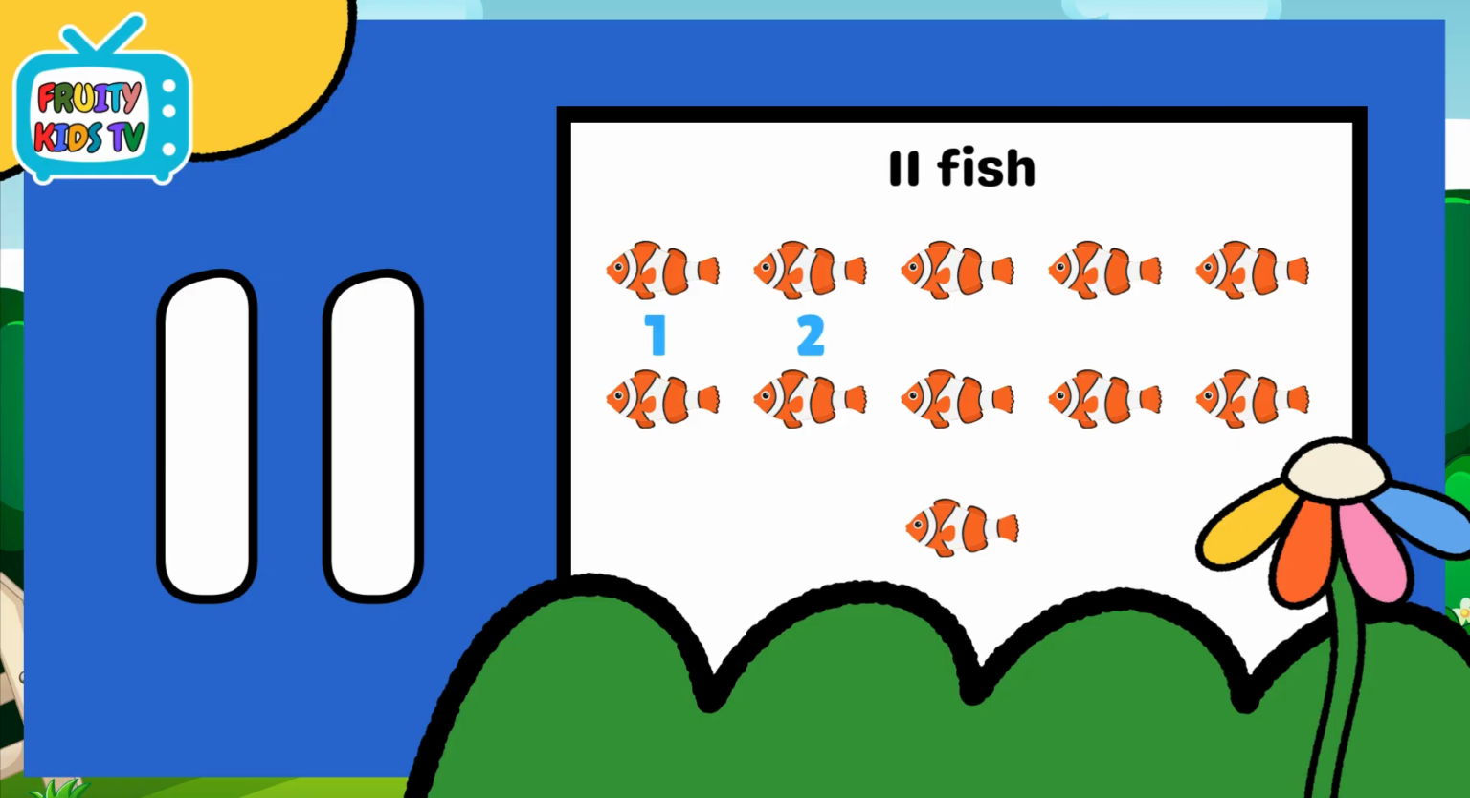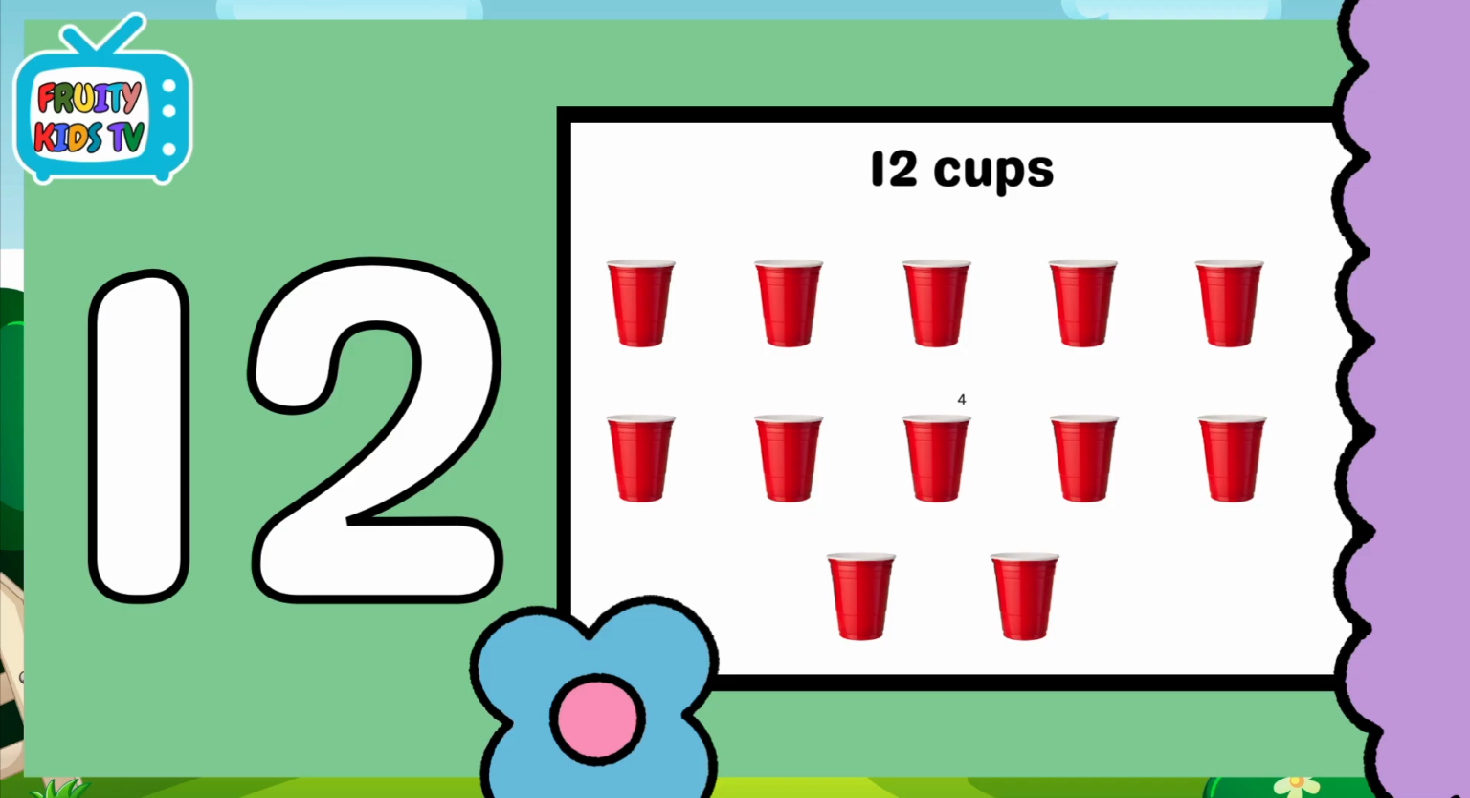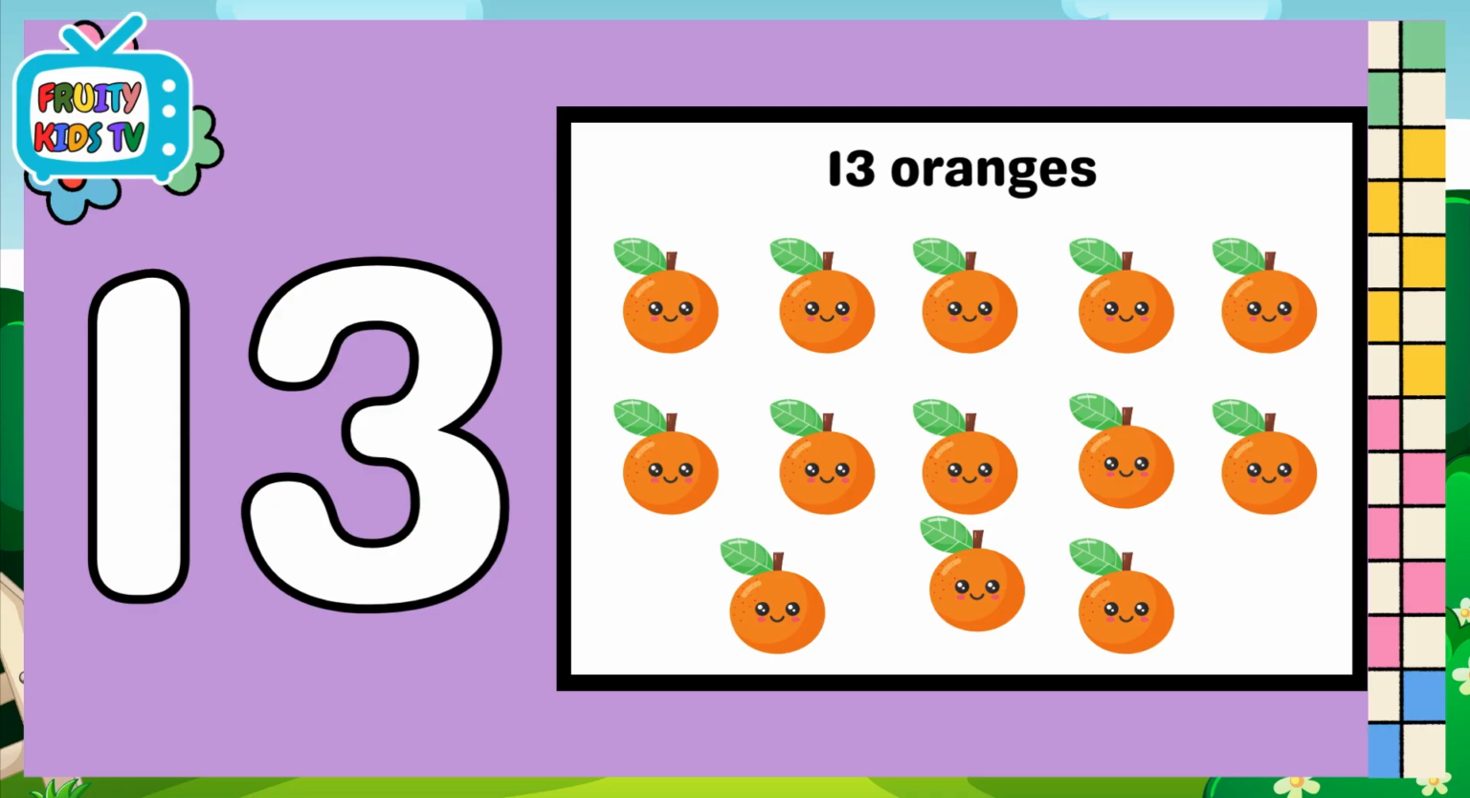1, 2, 3, 4, 5, 6, 7, 8, 9, 10, 11. 11 fish. 12. Let's count the cups. 1 to 12. 12 cups. 13. Let's count the oranges.